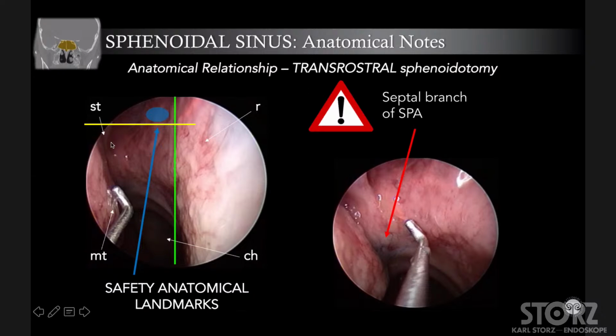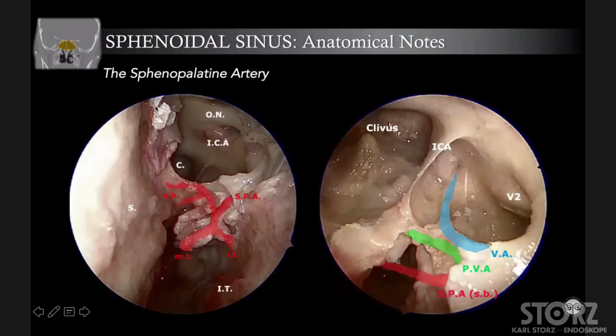So my suggestion is to understand exactly where the superior turbinate tail is and draw such a line, in order to understand that below this line you can have the septal branch of the sphenopalatine artery and bleeding. If you stay up to the virtual horizontal line passing through the superior turbinate, you can enter directly into the sphenoid sinus.